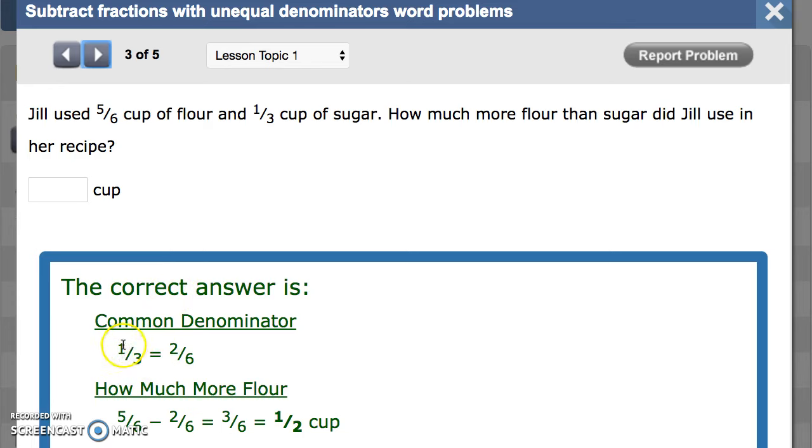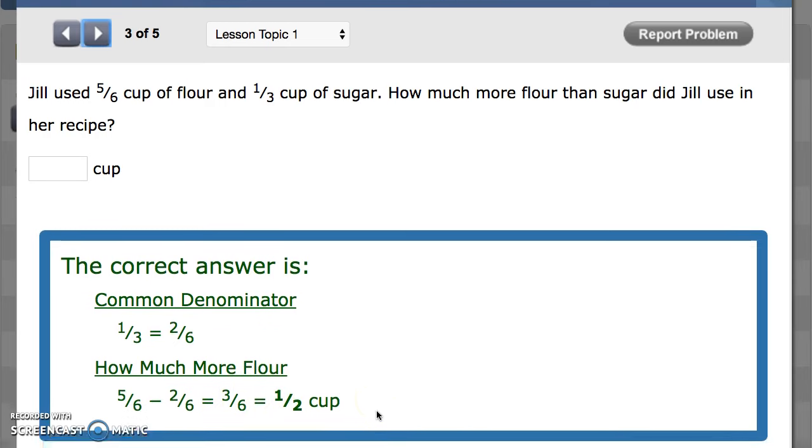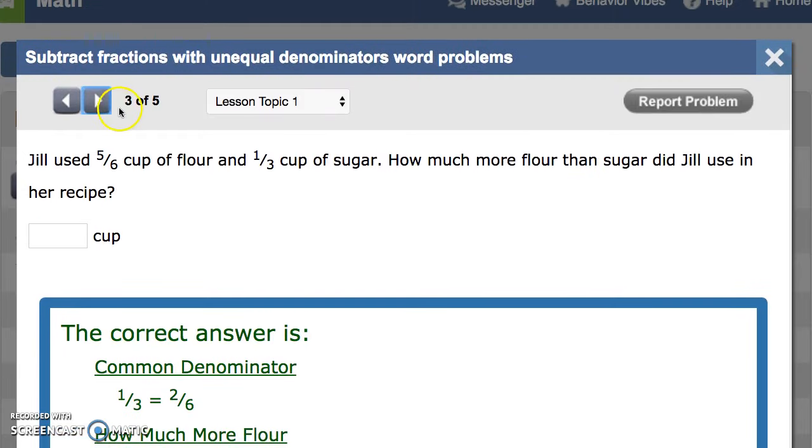So all I need to do is change 1/3 to get a 6 on the bottom. So 3 times 2 equals 6. 1 times 2 is 2. So now I have 5/6 and 2/6. So I'm taking away 5/6 minus 2/6 equals 3/6. And I can simplify that. So 3/6 is the same as 1/2 of a cup. Couple more.